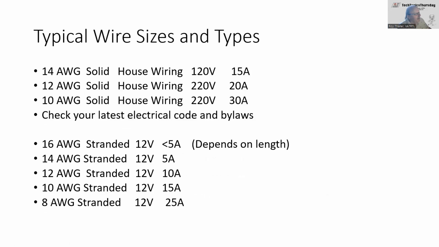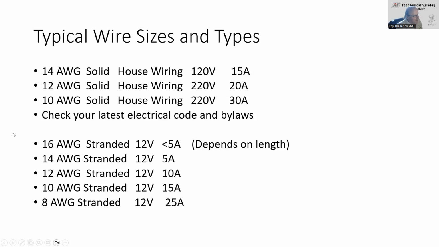Typically, when you're looking at AC house wiring, it's 14 AWG, which is rated at 15 amps. 12 is usually rated for 220 and 20 amps. And then 10 is used for 220 and 30 amps. But check your electrical code and your bylaws because they could change.